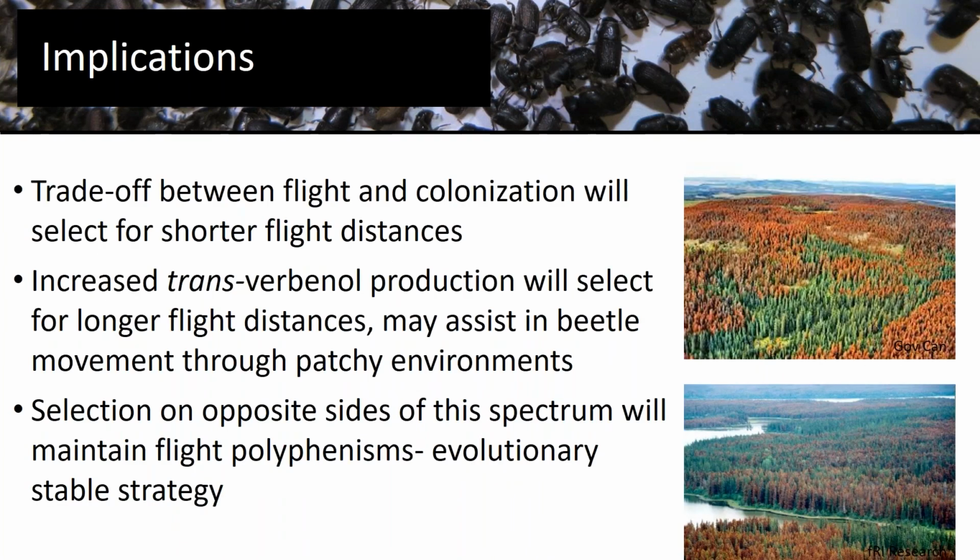The implications for this work suggest that there is a trade-off between flight and colonization that will select for shorter flight distance. However, the increased trans-verbenol production with flight distance will select for longer flights and may assist in beetle movement through patchy environments like it might encounter with eastern expansion through the boreal forest. Selection on the opposite sides of this dispersal spectrum will likely maintain the flight variation that we see as an evolutionary stable strategy.